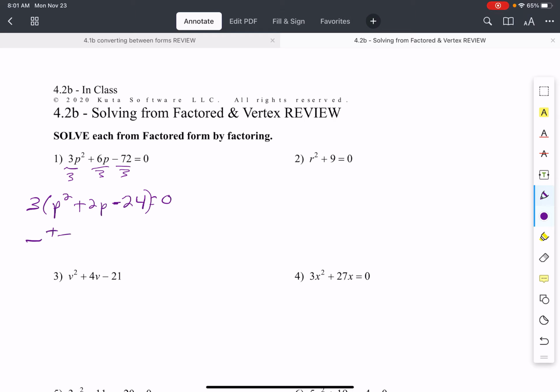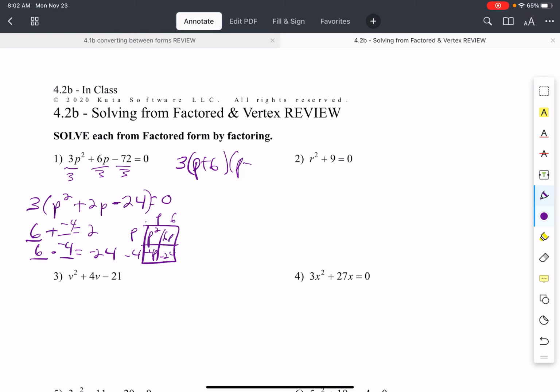Then I factor. So I need two numbers. They have to add to 2 and times to negative 24. 6 and negative 4. Good job. You guys are getting so fast. Okay, so my factored form is 3 p plus 6 and p minus 4 equals 0.